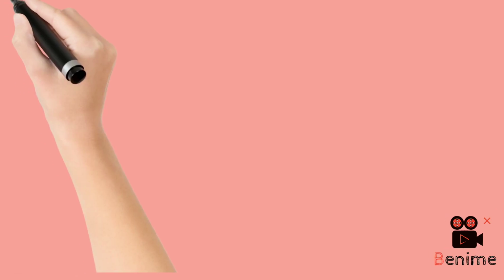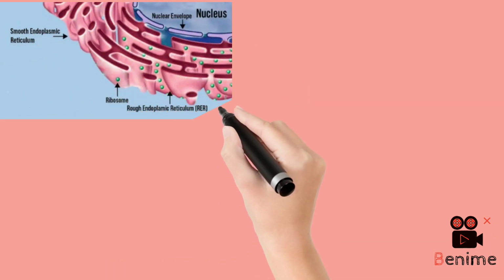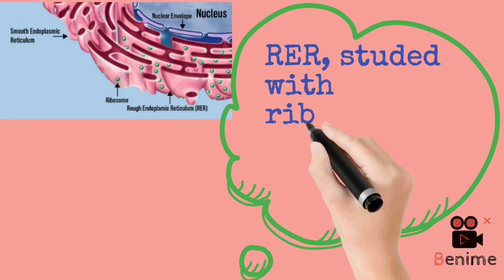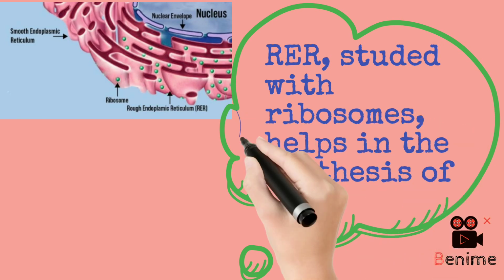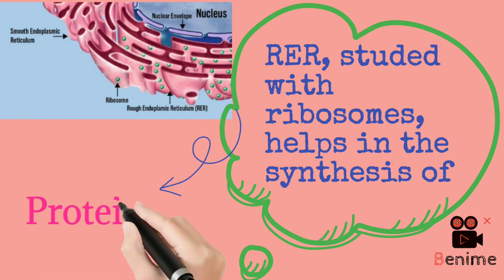Then another point which I have to mention here, I am giving here the diagram of this endoplasmic reticulum, RER as well as SER. RER is studded with ribosomes, that is why it is called the rough endoplasmic reticulum. It helps in the synthesis of proteins. Proteins are the building blocks of the body.